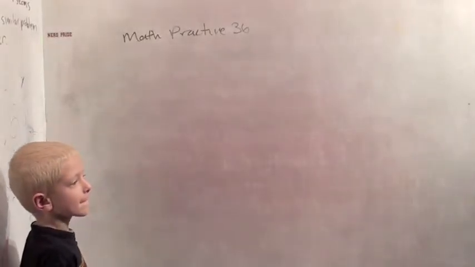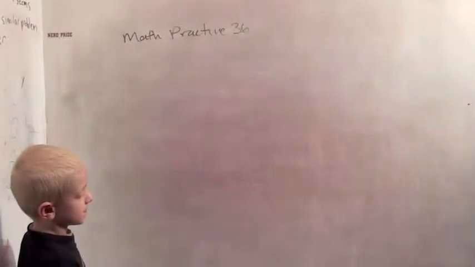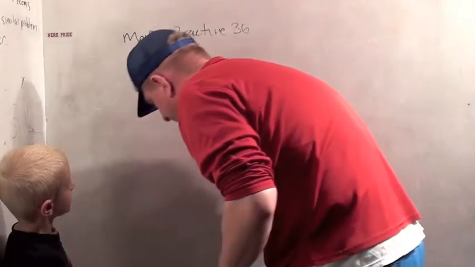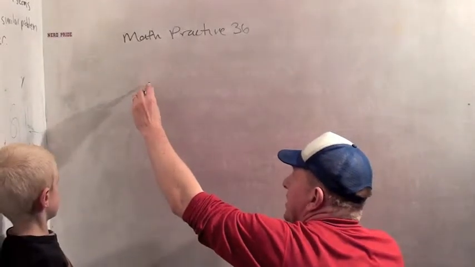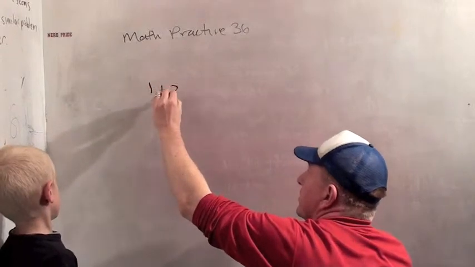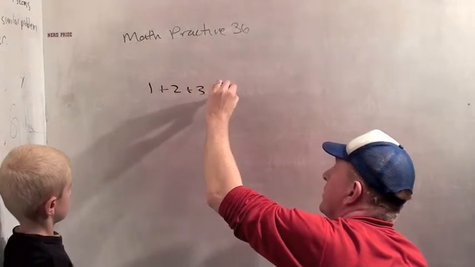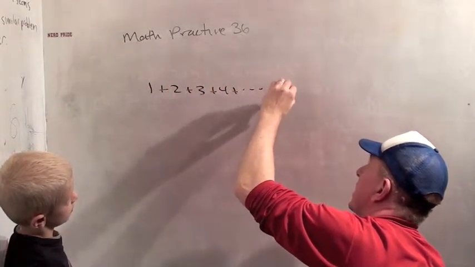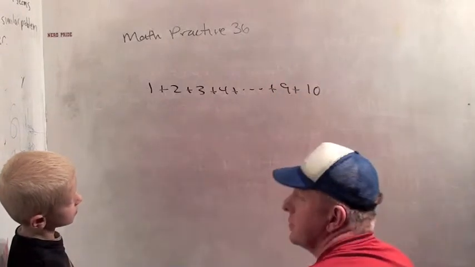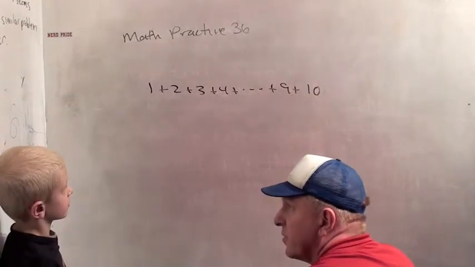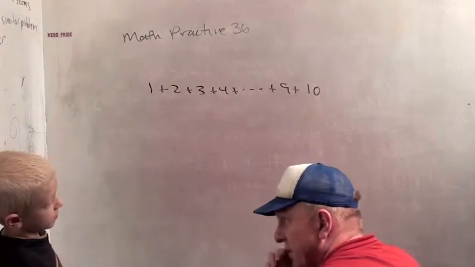Math practice number 36. This is going to be kind of more of a teaching one than a problem-solving one, but we're gonna do some really neat stuff. Okay, you ready? So the thing we're going to learn how to do today is how to add up a list of numbers: 1 plus 2 plus 3 plus 4 all the way up to 10. So adding the numbers 1, 2, 3, 4, 5, 6, 7, 8, 9, 10. Does that make sense?